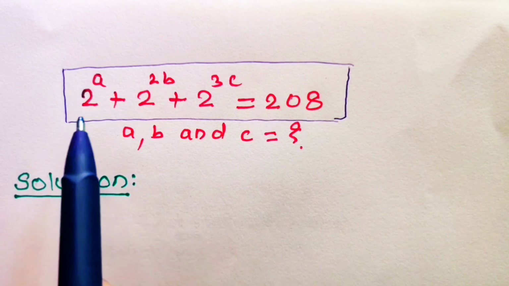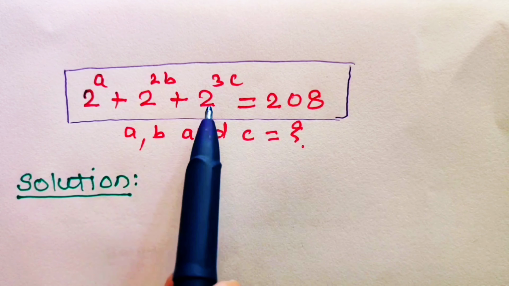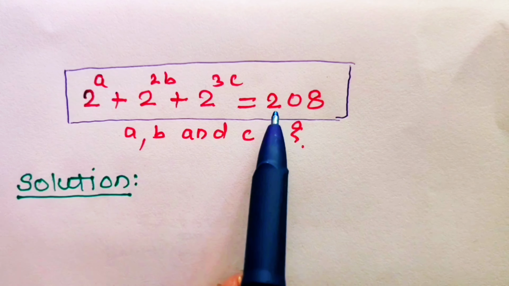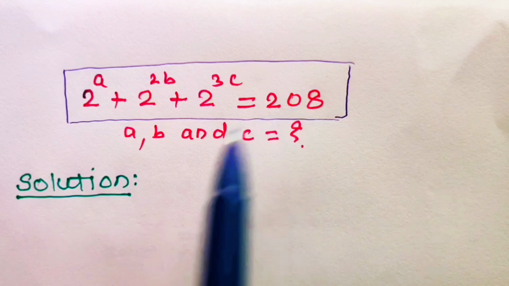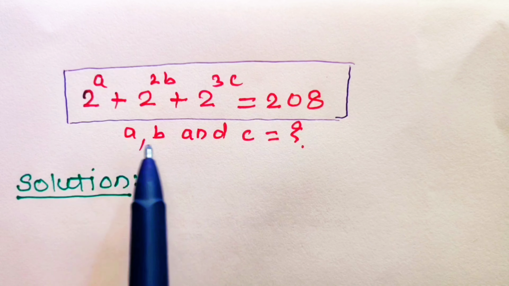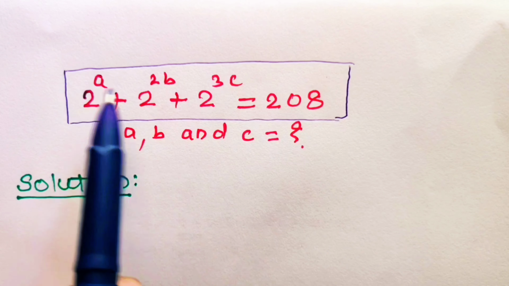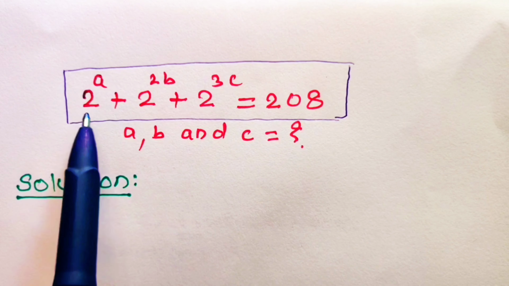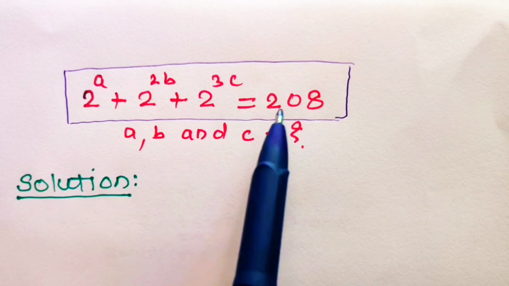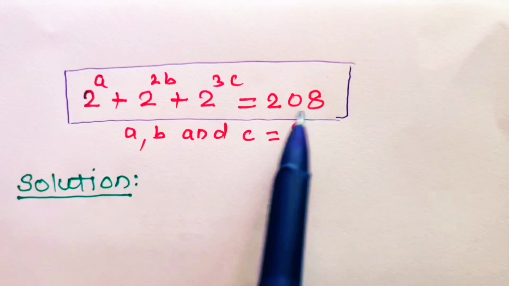Hello friends, here the given sum is 2 to the power a plus 2 to the power 2b plus 2 to the power 3c is equal to 208, and here we have to find out the values of arbitrary constants a, b and c. Here the powers are a, 2b and 3c. The base of each term is the same, and the right hand side is a constant number 208.